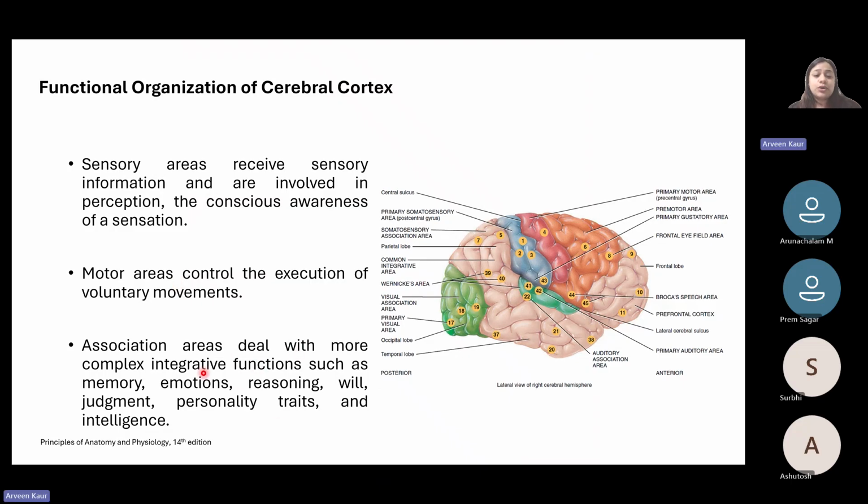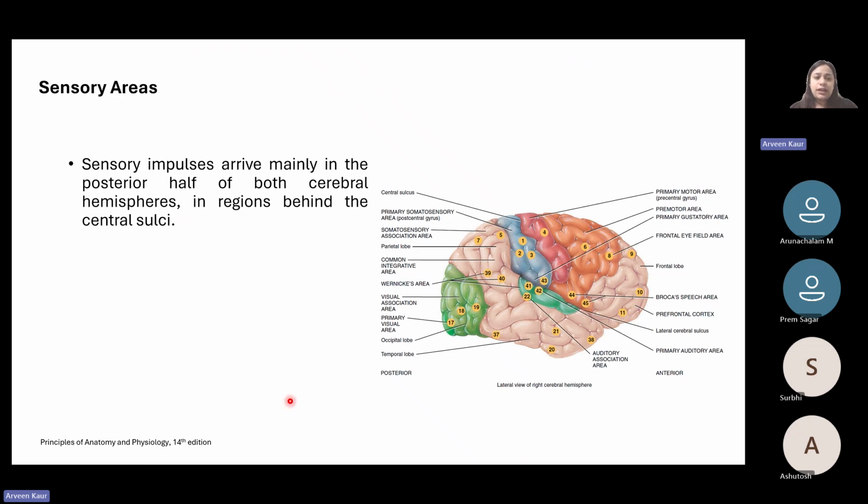Association areas deal with more complex integrative functions such as memory, emotion, reasoning, will, judgment, personality traits, and intelligence. So it is not just a stimulus and a response to a stimulus; they are controlling more complex functions, right?